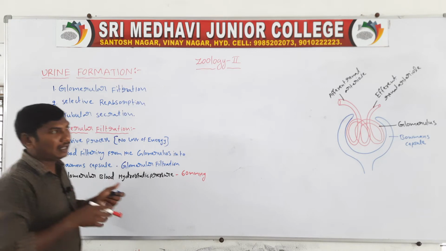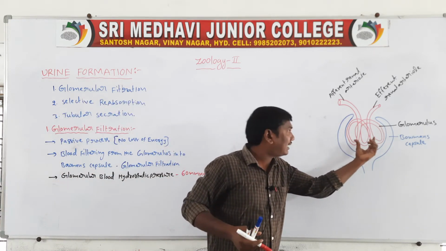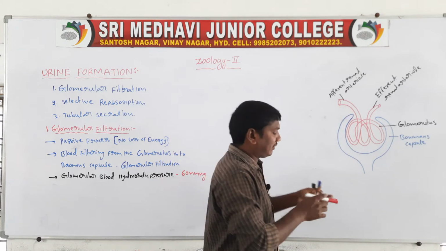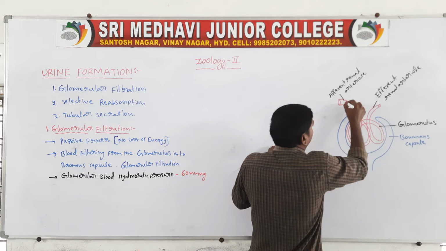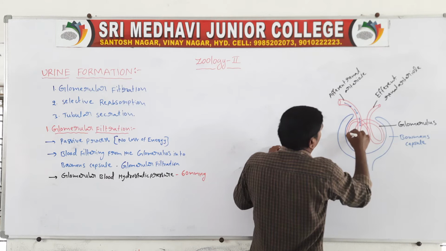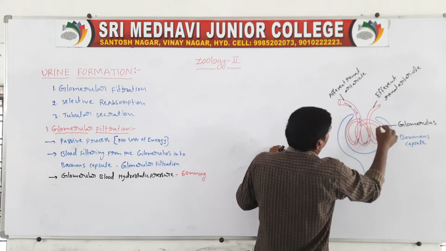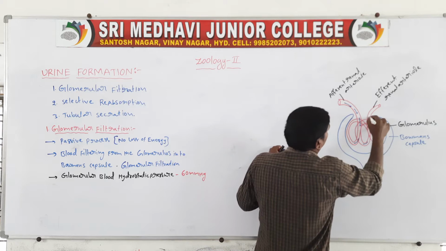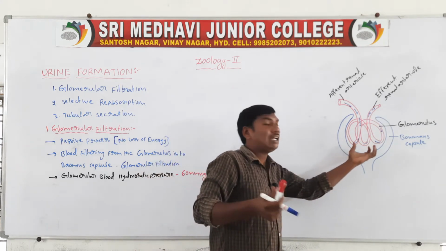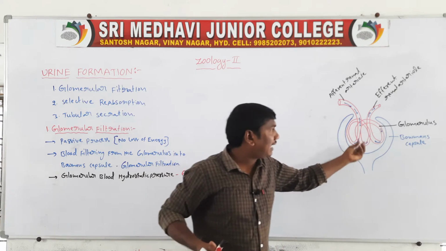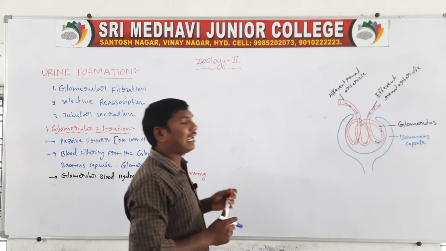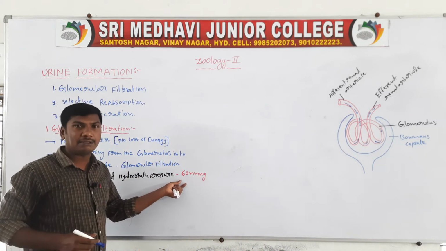The blood flowing in the glomerulus, the red lines, contains a pressure. This pressure is called glomerular blood hydrostatic pressure. This pressure is 60 mmHg.